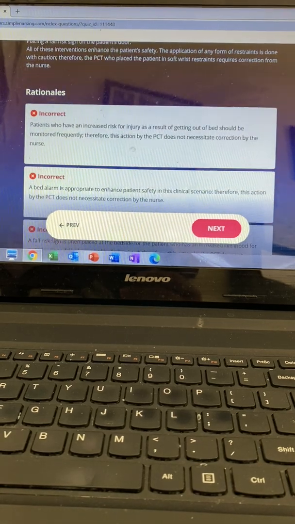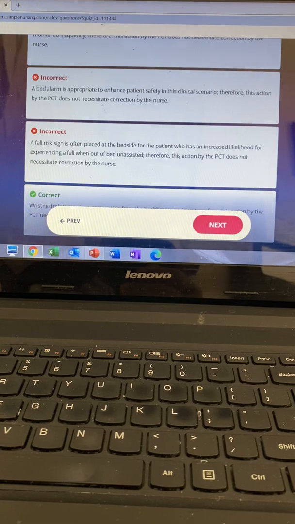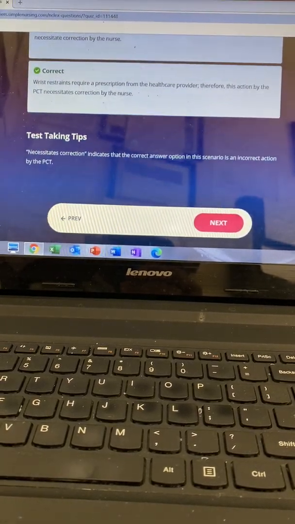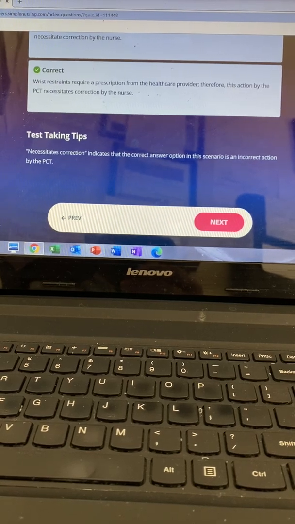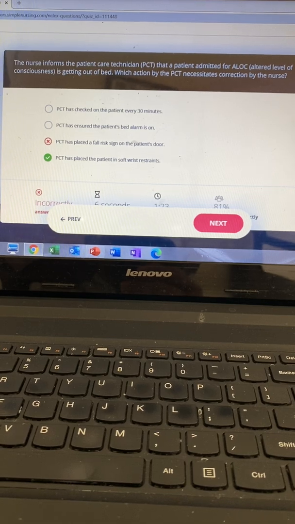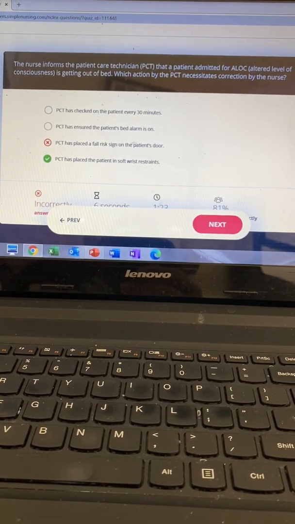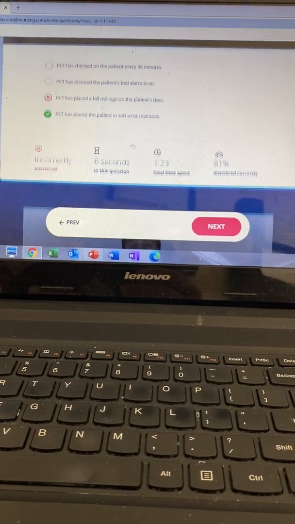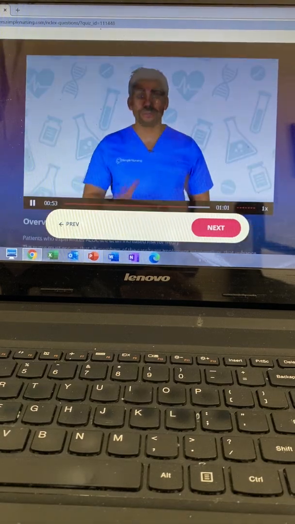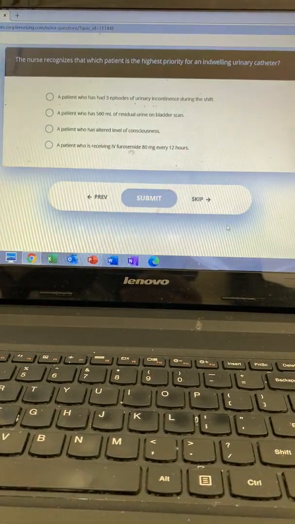So option 1, we have to skip because frequent checks are good to prevent the fall. Remember, we're looking for incorrect options here. And option 2 and 3, we have to skip, since bed alarms are good to alert when the patient's getting out of bed. And option 3, fall risk sign on door helps alert the staff and visitors to the risk. So option number 4 is correct. Guys, wrist restraints require an order here. So that was the incorrect thing, so we have to choose it. Okay, that wraps.